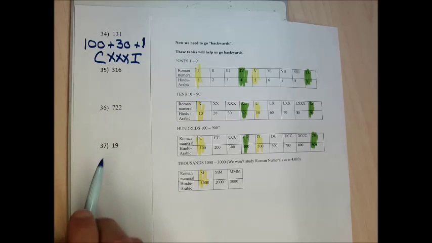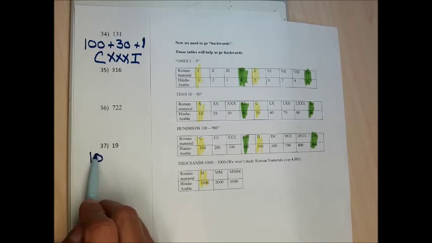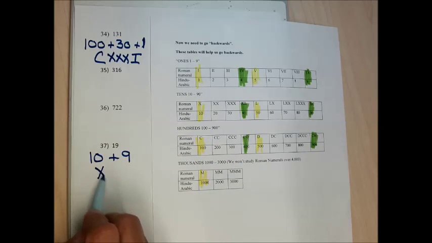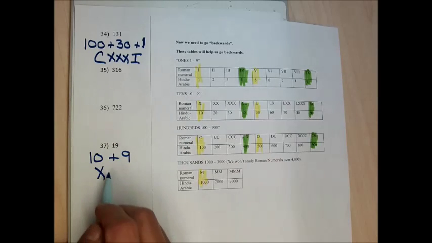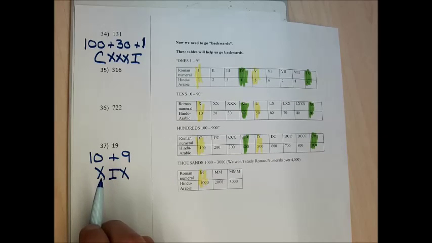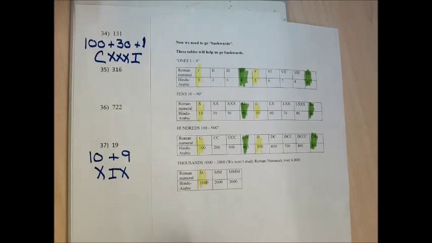I'll do 37 with you. 37 is 10 plus 9. The 10 is an X. The 9 is an IX. So for 37, should be XIX. And again, I should always be checking. So 37 is my XIX.